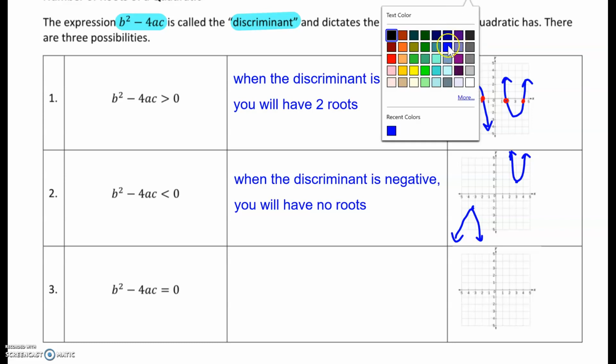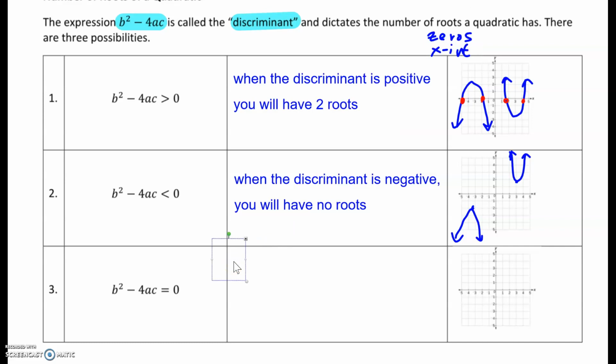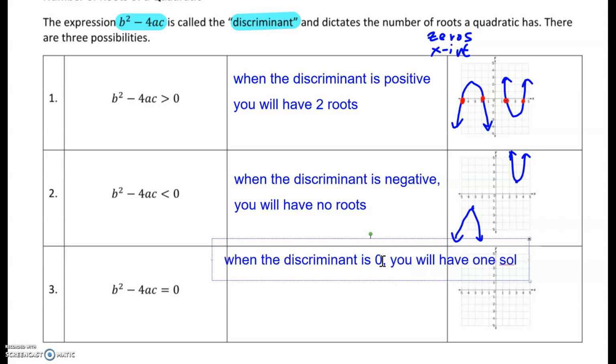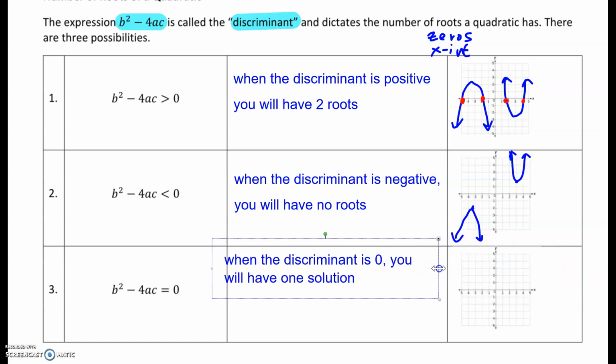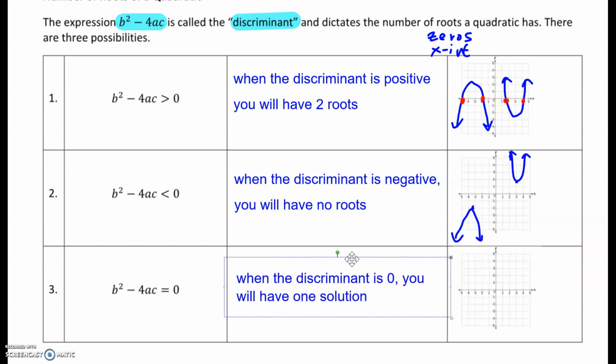And so if the discriminant is 0, and this has come up in the past, I'm not sure if you remember it, but when the discriminant is 0, you'll have one solution. Just fix my spelling. Okay, and we know that is going to occur when the vertex sits directly on the x-axis. So when the vertex sits directly on it, you're going to have only one solution, and that's when the vertex and the x-intercept is the same value.